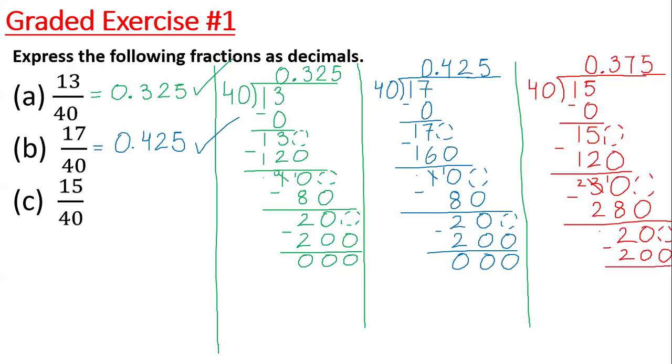So where did you mess up? 0 minus 0 is 0. 0 minus 0 is 0. 2 minus 2 is 0 as well. And so the answer here is going to be equal to what? 0.375. I subtracted 300 by 200 instead of 280. Okay.